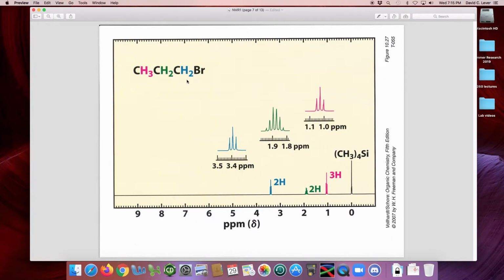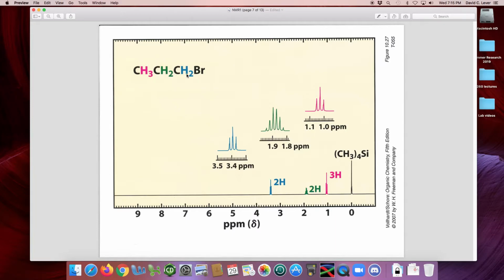If we increase to bromopropane, we now have the same 3-hydrogen triplet that we would have for bromoethane, split now by the CH2 in the middle. The CH2 adjacent to the bromine is down there in that 3 to 4 region, but now instead of being split into a quartet, it's split by a CH2 group, not by a CH3, so it's also a triplet. And then the 2 hydrogens in the middle here are split by 5 hydrogens.